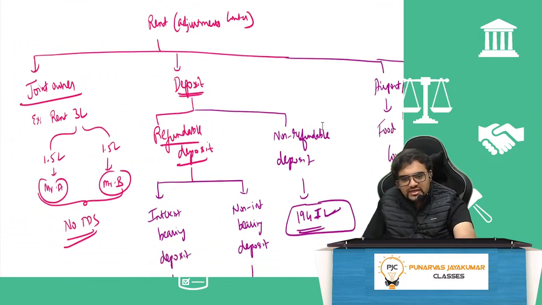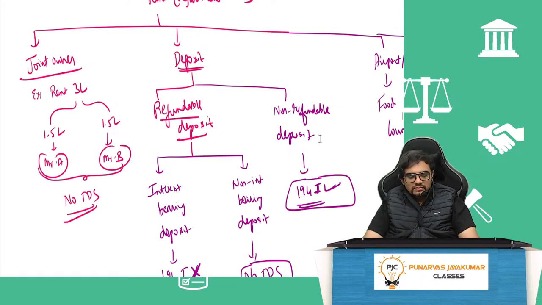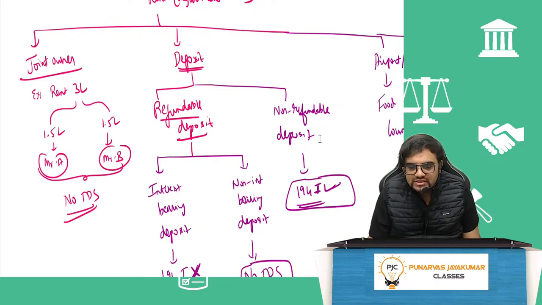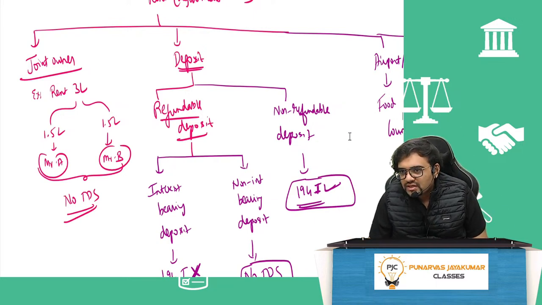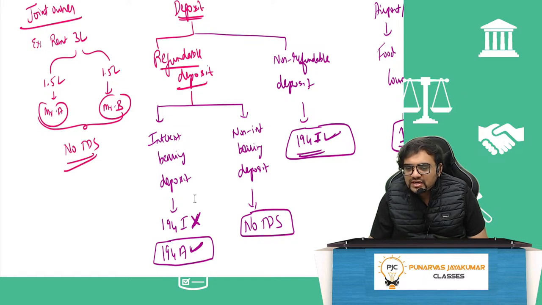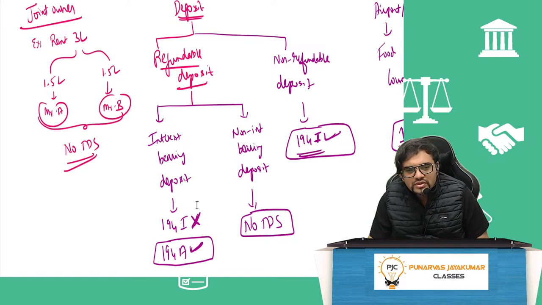If rent is paid, say 3 lakh rupees, but it is 1.5 lakh to one person and 1.5 lakh to the other, Mr. A and Mr. B as joint owners, no TDS. Why? I should take the limit per person there. Refundable deposit, if I have taken an interest bearing deposit, 194I will not come, 194A will come because interest is given there. Non-interest bearing deposit, no TDS.